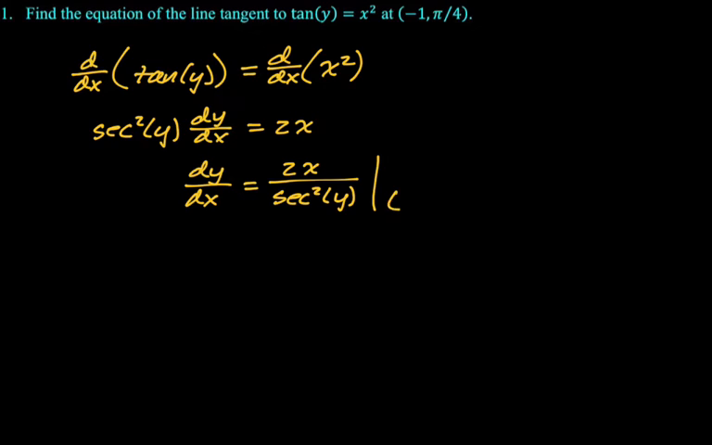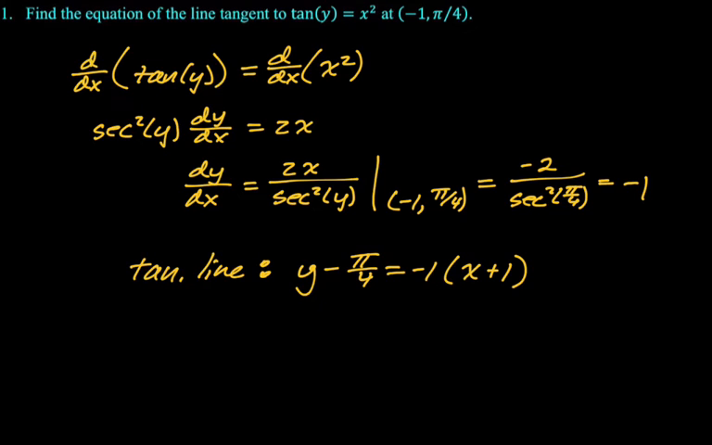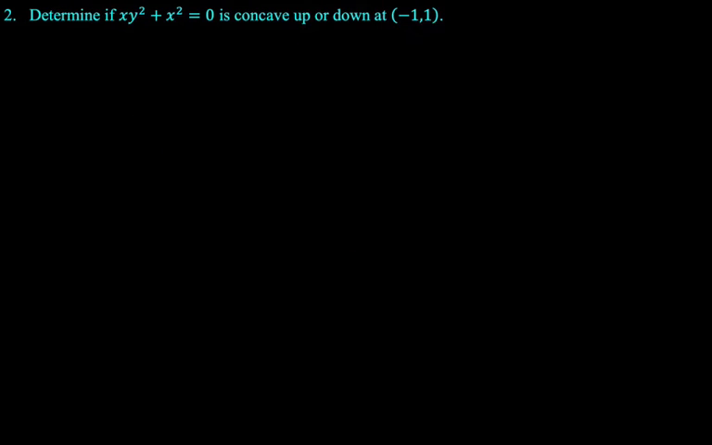I need to evaluate this at (-1, pi over 4). And so I'm plugging in everywhere I see an x, it's going to be -1. Everywhere I see a y, it's going to be pi over 4. The secant of pi over 4 is root 2. So if I square that, I just get 2. So I have -2 over 2, which is -1. And then my tangent line in point slope form: y minus pi over 4 equals -1 times the quantity x plus 1. Good problem.